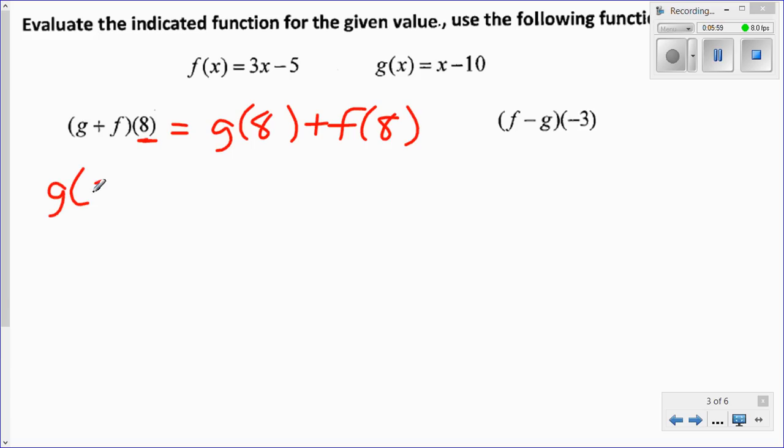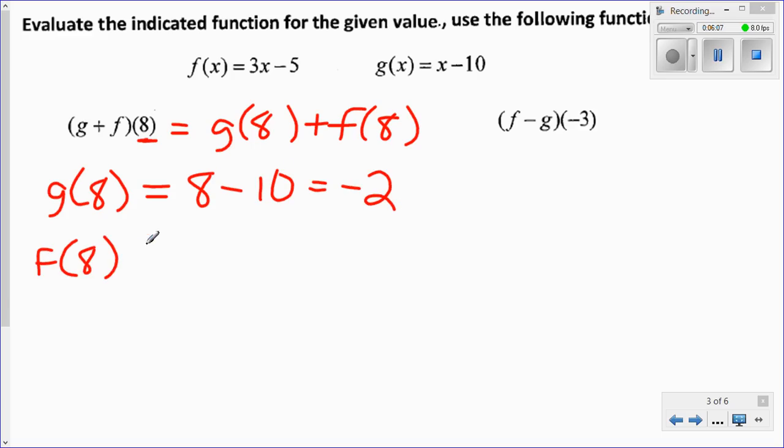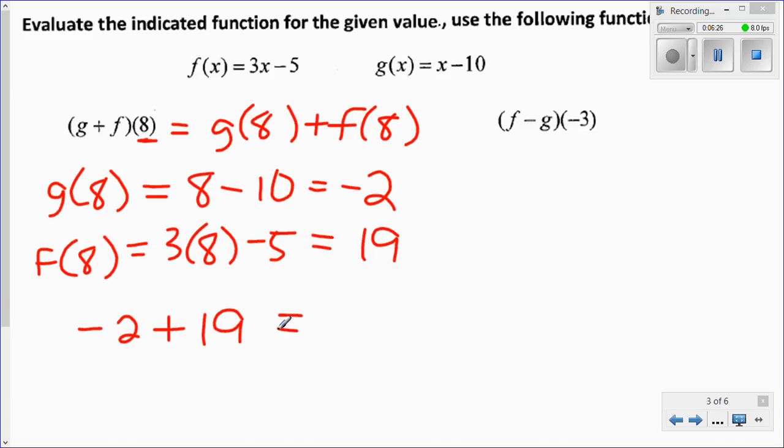G of 8 would equal 8 minus 10, which is negative 2. F of 8 would equal 3 times 8 minus 5. So 3 times 8 is 24, minus 5 is 19, and then we can just add the negative 2 plus 19, and we get 17.